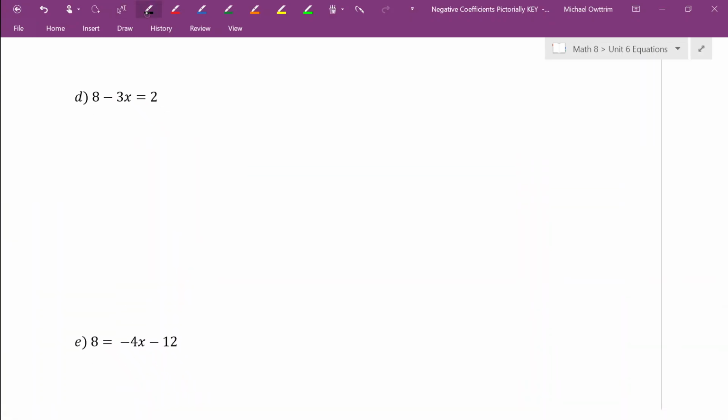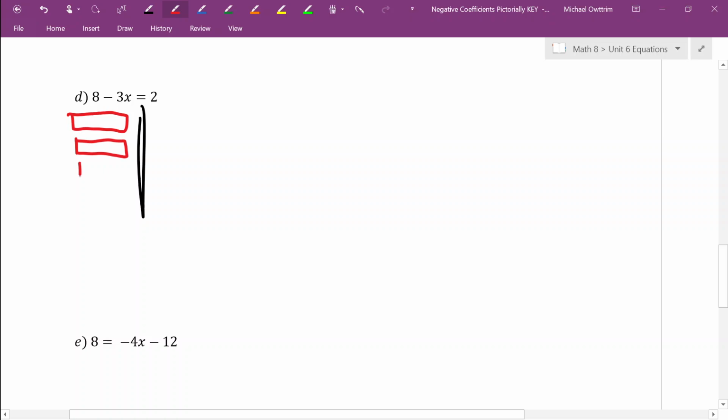Question D, we want to start with our wall. We've got 3 negative x's to begin with in this equation. Draw those in. Okay. And we've got 2 positive constants on the other side. Planning ahead a little bit, I am going to want to move those. So I'll draw those somewhere where they're easy to move.